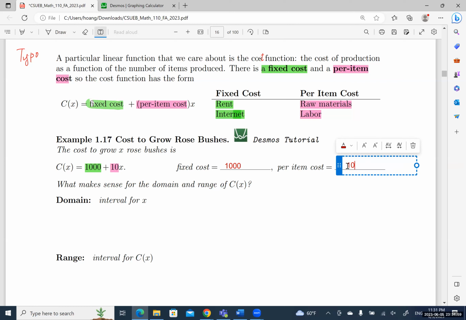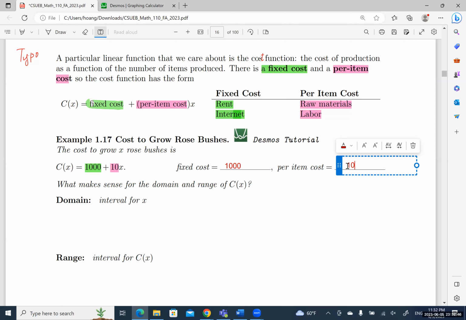Keep in mind that the fixed cost and the per item cost are supposed to be in the same unit of time. If we count fixed cost monthly, then you have to think about per item cost monthly as well. But we won't go deeply into that yet.